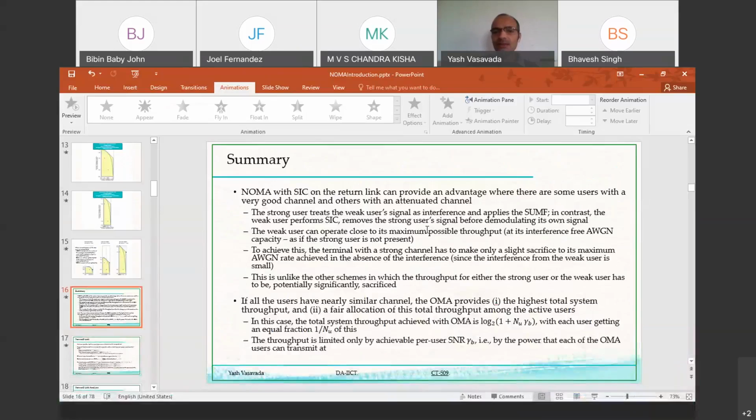Okay, so I think let us stop here for today. We have just completed the discussion on the return link. When we meet again on Wednesday, we will do the remaining part of the discussion as it relates to the forward link. And there also we will see that NOMA is actually able to outperform the OMA.